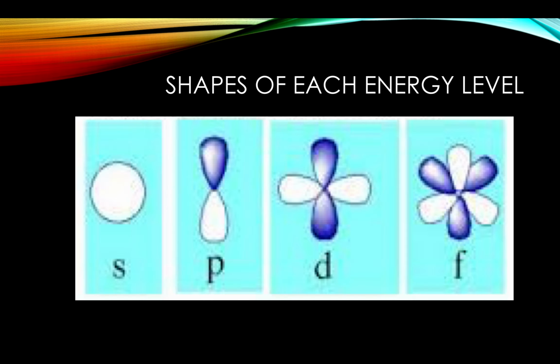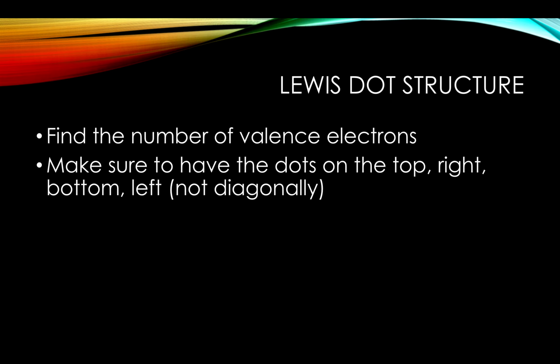All right, next is the shape of each energy level. We have SPDF. You just need to understand that S is a circle, P looks like an infinity sign, D has a 4-petaled flower, and F has a 6-petaled flower. If you have your own ways to understand this, feel free to do so. But these are the pictures that you must memorize for each orbital.